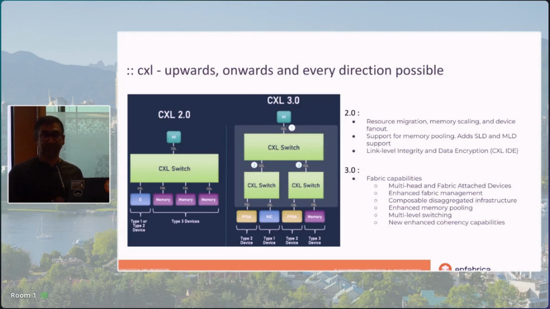It also adds the notion of multi-level switching and very fine-grained partitioning, and, like I said, some enhanced coherency capabilities and so on and so forth. So we'll see when 3.0 comes out. The current target is the 25, 26 timeframe, is what I've been told. Generous. That's generous. Okay, we'll see.